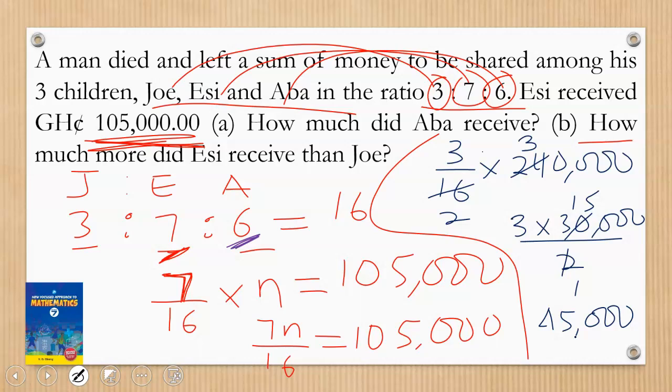Now, if Joe received 45,000, comparing Joe's amount to that of AC, we want to know how much more did AC receive than Joe. So it's a matter of just picking AC's amount, which is 105,000, and then we subtract 45,000 from that. And when we do that, we are going to get 60,000. That means AC received 60,000 more than Joe. And it's obvious because Joe's ratio is 3 compared to 7. 7 is huge.